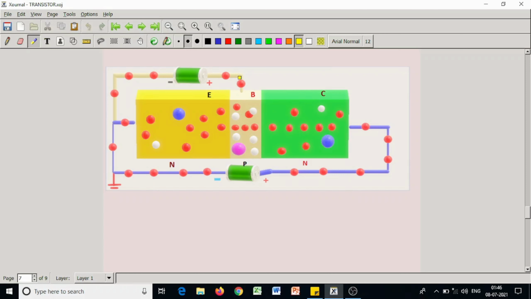This small base current is due to the flow of electrons from the base to the battery, to maintain the charge neutrality of the base. So the base current, being the input current, is very small, and the collector current is very large, which gives rise to current amplification of the transistor. This is called beta, equal to IC, the collector current, divided by IB, the base current, which gives the current amplification factor. So a transistor can be used as a current amplifier.